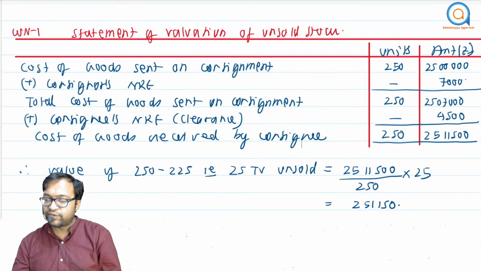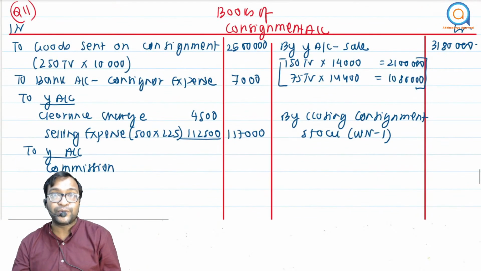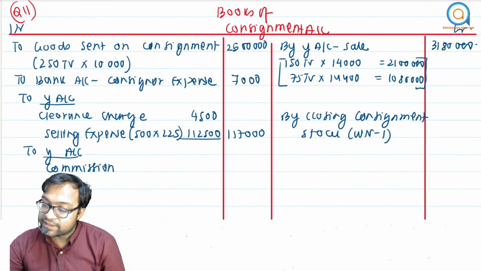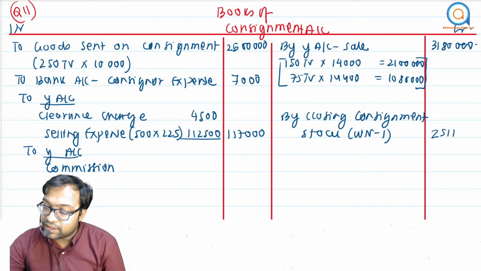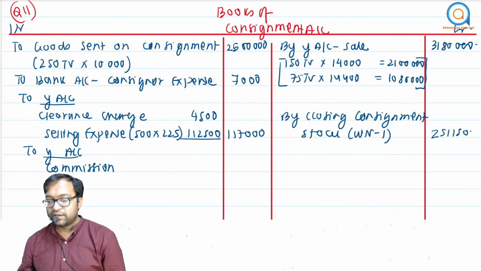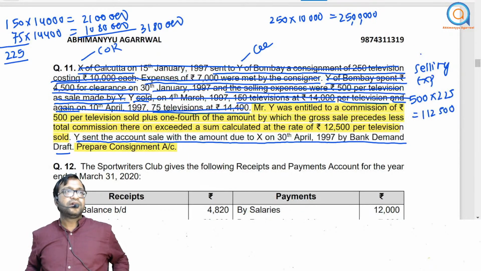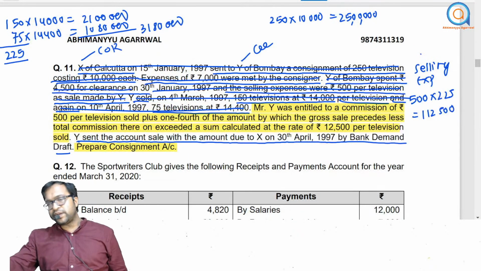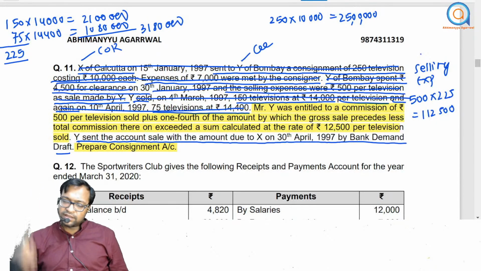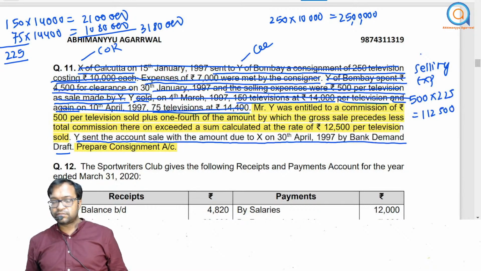Chalo, 251,150. Let me come here and write for you. Yes sir. Closing stock is 2,51,150. Now what is left? Commission. So chalo, you read the lines of commission first. Once you have done the reading, let me know in chat box ki sir we have done the reading. Then I will explain how to do this. Chalo, read and tell me ki sir I have done.